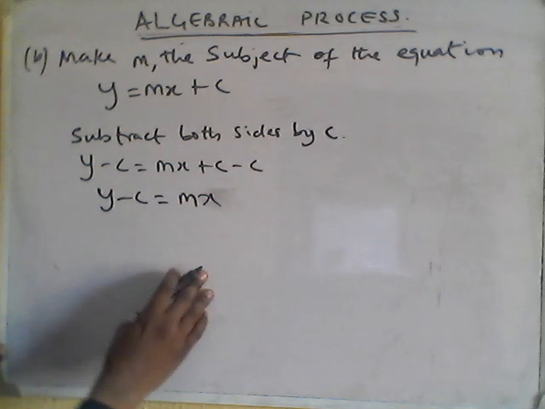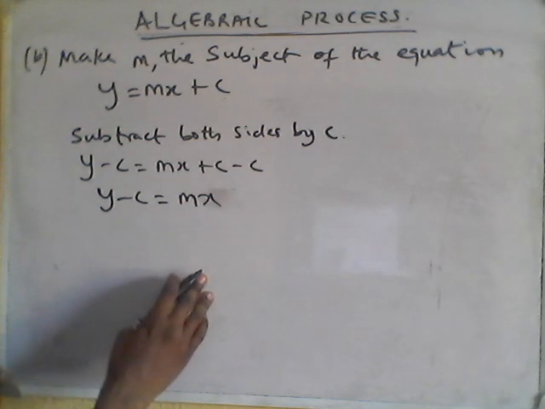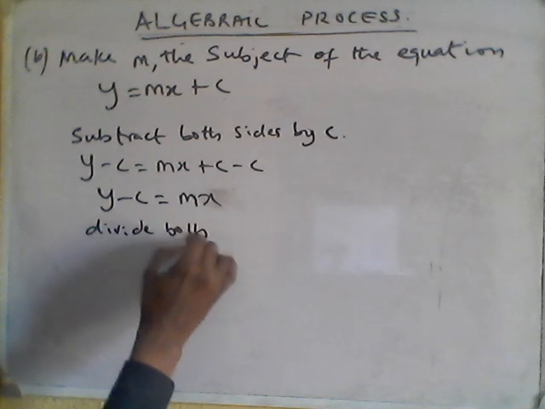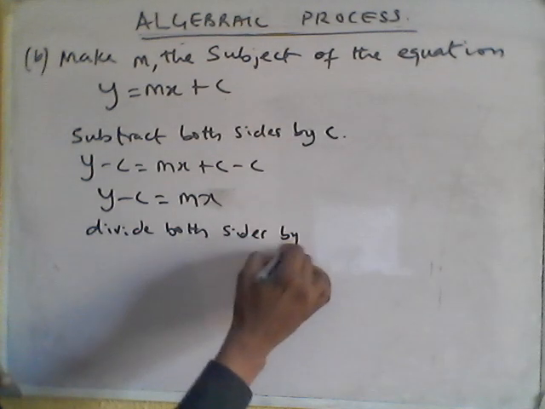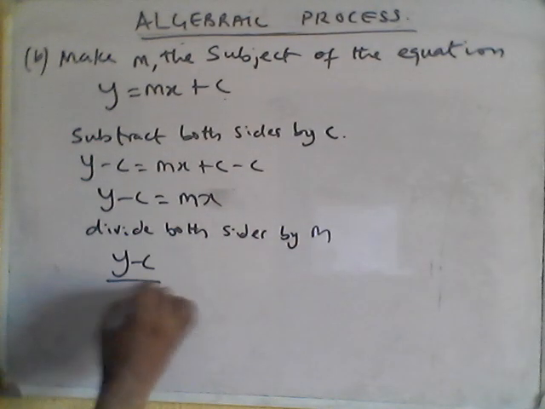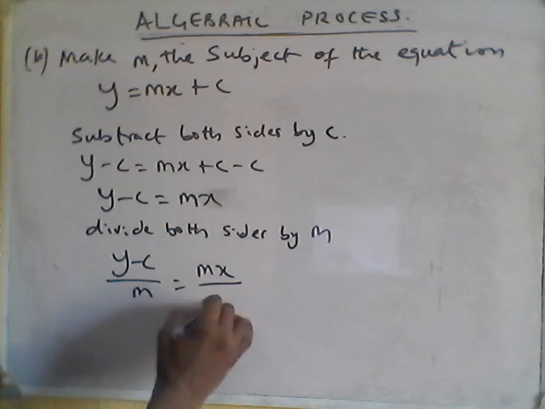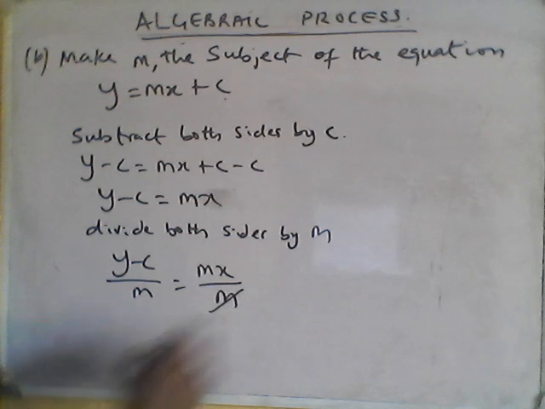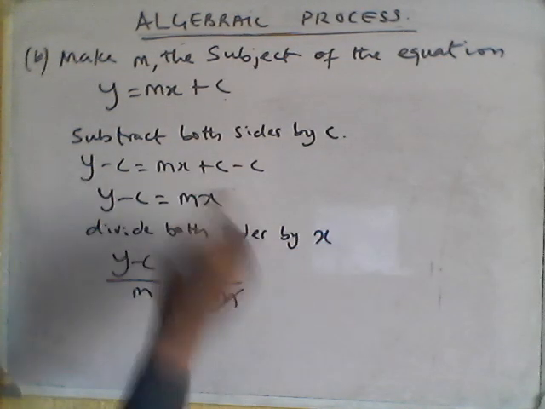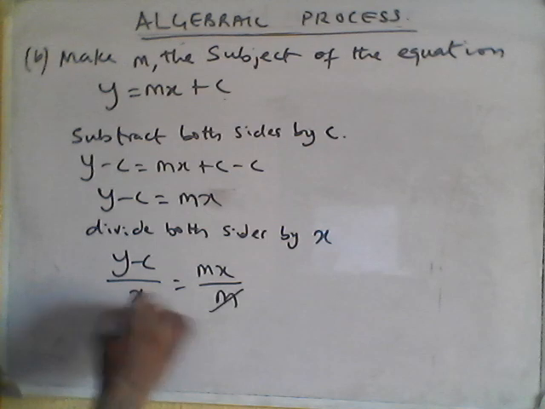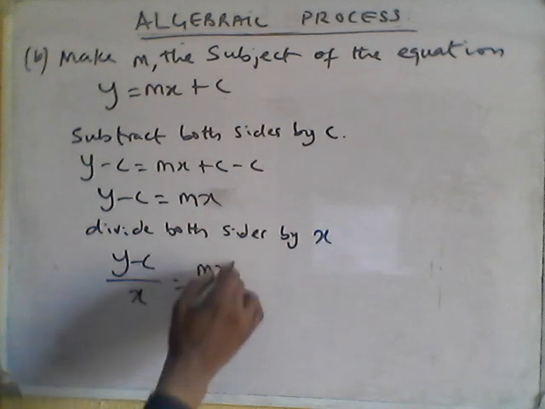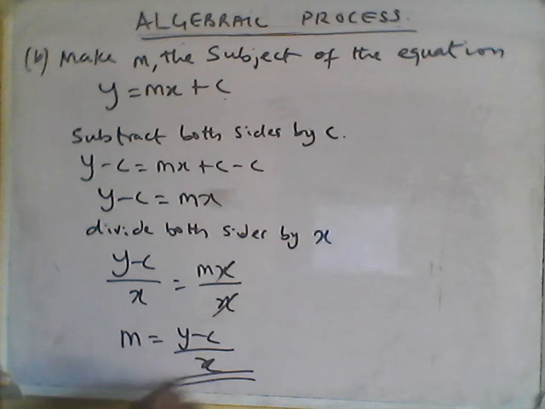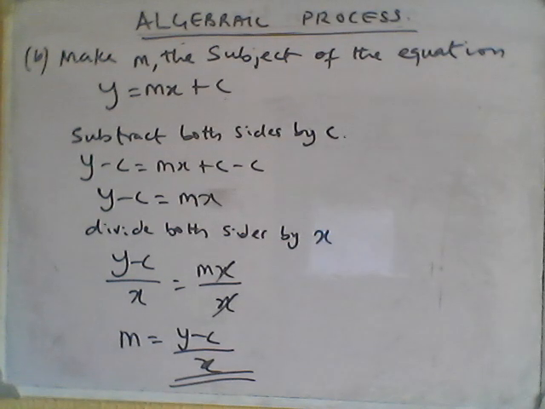So the next thing I'm going to do here is to divide both sides by x so that m can stand alone. Divide both sides by m. So y minus c over m is equals to mx over m. Divide both sides by x, please. m is what we're standing alone. So this is x here, and this is x here. So that x cancels x. So finally I have m is equals to y minus c over x. So that's the answer. That's the new subject of the formula. So go to the next question.